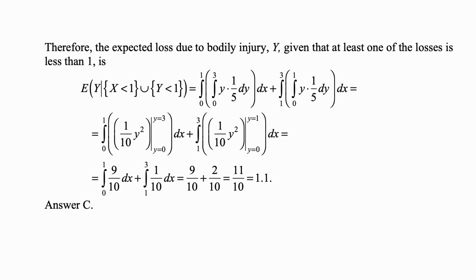So we end up with the integral from 0 to 1 of 9/10 dx plus the integral from 1 to 3 of 1/10 dx. That's a constant that we're integrating, so it's just that constant times the length of the interval on which we're calculating the integral, and that's 9/10 times 1, so 9/10, plus 1/10 times 3 minus 1 is 2, so 1/10 times 2, that's 2/10. 9/10 plus 2/10 is 11/10, so 1.1, which is answer C.